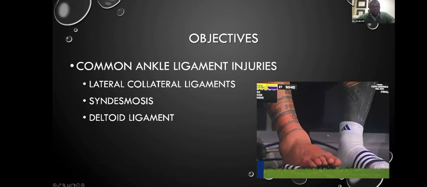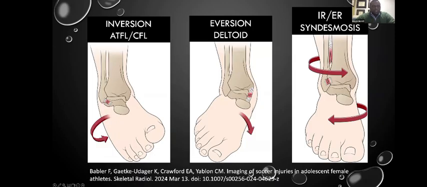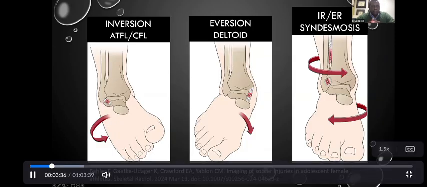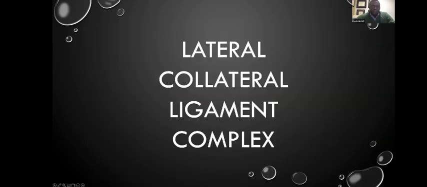The more common injuries. So the ones we're going to review today are the lateral collateral ligaments, the syndesmosis, and the deltoid ligament. And so today we're going to discuss some of the mechanisms. So the primary mechanisms are inversion, which would injure the lateral ligaments, usually the ATFL and CFL, but eversion, which may damage the deltoid ligament, and then also a combination of internal rotation and external rotation. With there being an internal rotation of the distal tibia and fibula, and then external rotation of the forefoot, which can cause a syndesmosis injury. So let's start with the lateral collateral ligament complex.